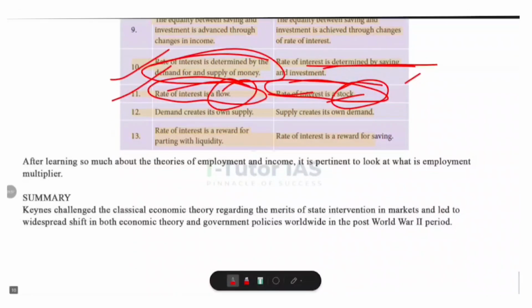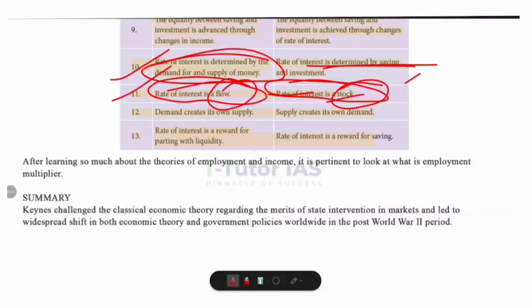Now let's go to the summary part of this chapter. We have studied classical theory and Keynesian theory. What was classical theory? They believed in full employment automatically due to market forces. Wages and prices are flexible and the economy is self-correcting. We also studied Say's law, which says that supply creates its own demand and there is no possibility of general unemployment in the long run.